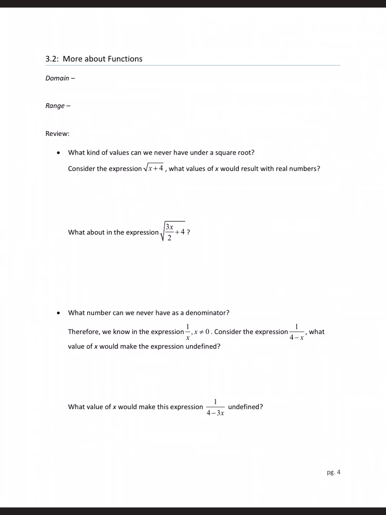Hello there. In section 3.2, we are going to learn more about functions. We are going to start with reviewing some terms you would have heard in an algebra class previously. Those terms are going to be domain and range.